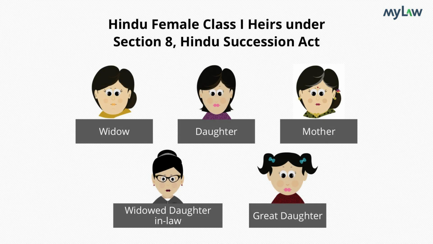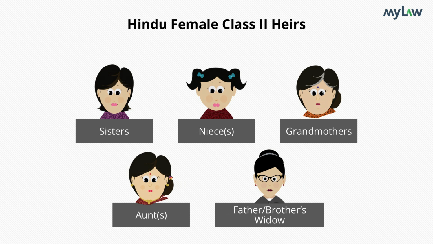Section 8A of the Hindu Succession Act provides that if a Hindu man dies intestate, his share of the joint family property is divided among his Class 1 heirs. The females included in this category are his widow, his daughters, mother, widowed daughter-in-law, and great-daughter. In case there is no Class 1 heir living, then the property shall devolve upon his Class 2 heirs. Please note that all heirs are granted an equal share of the property simultaneously along with any other persons of the same class.